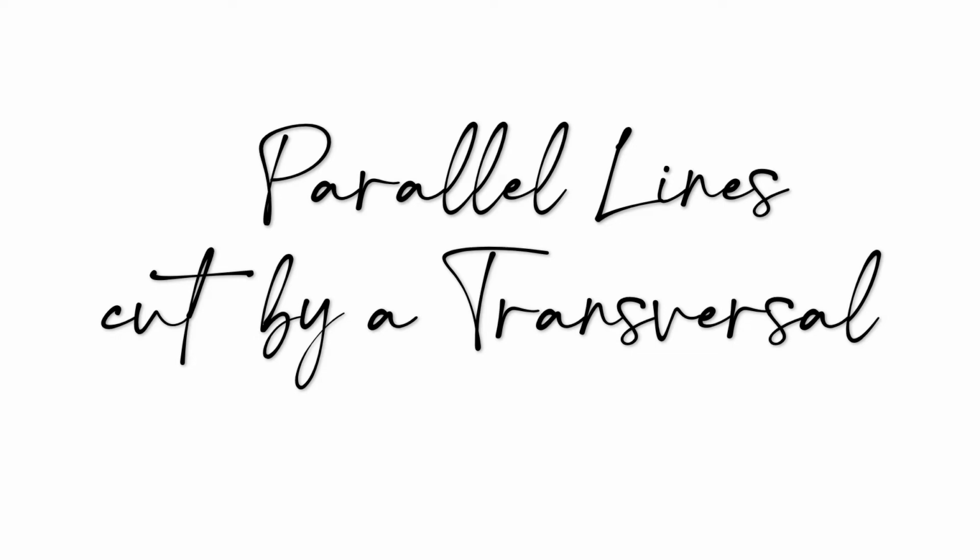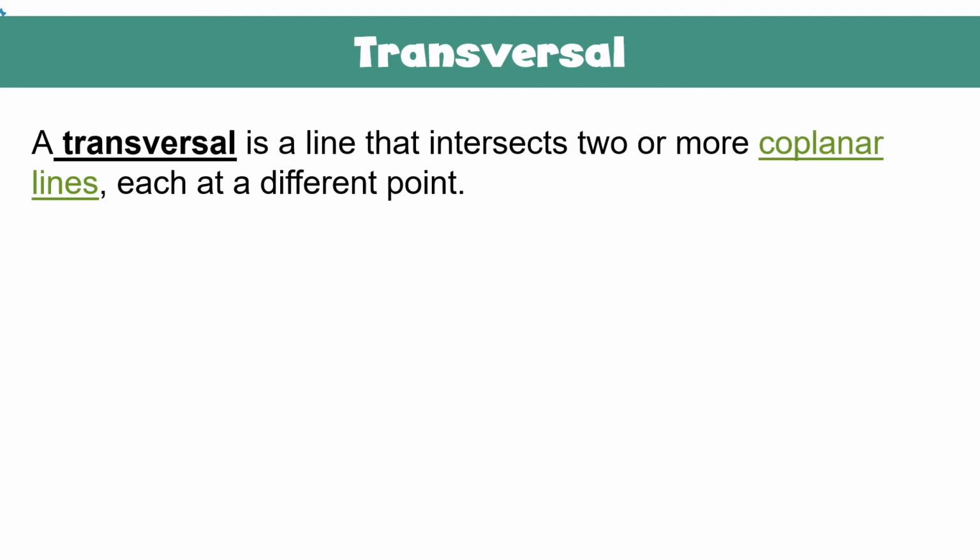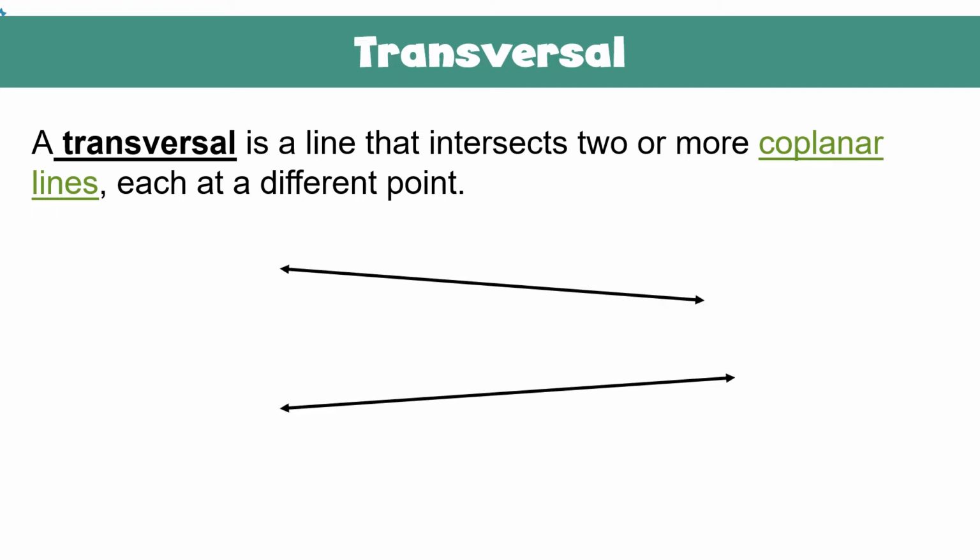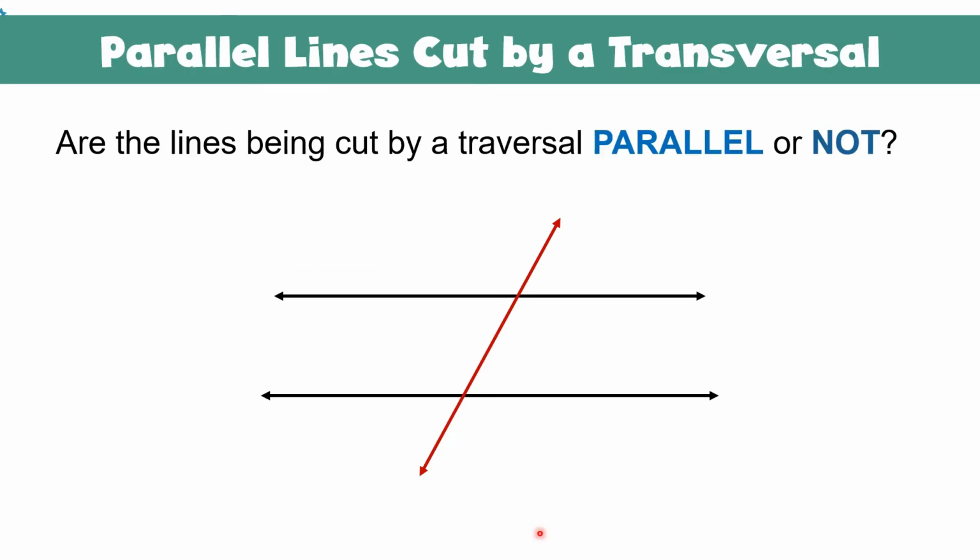Parallel lines cut by a transversal. A transversal is a line that intersects two or more coplanar lines, each at a different point. For example, we have these two coplanar lines, and if we use a line to cut these coplanar lines, this red line is what we call a transversal. Transversals play a role in establishing whether two or more other lines are parallel or not.